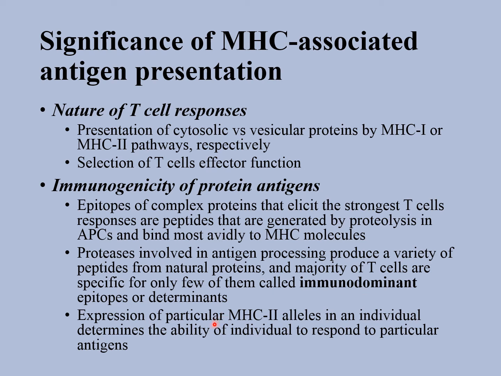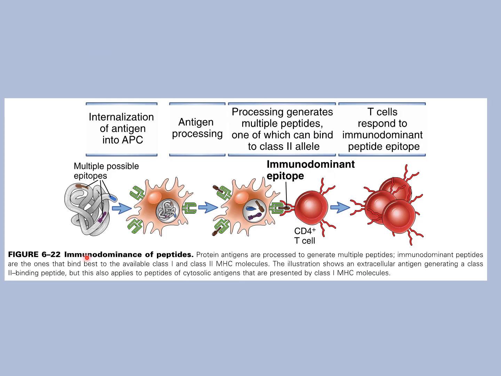Most importantly, the expression of a particular MHC2 allele in an individual determines the ability of an individual to respond to a particular antigen. So that's why individuals differ in their susceptibility to the same disease. See how an immunodominant peptide is displayed by the antigen presenting cell and MHC molecules.